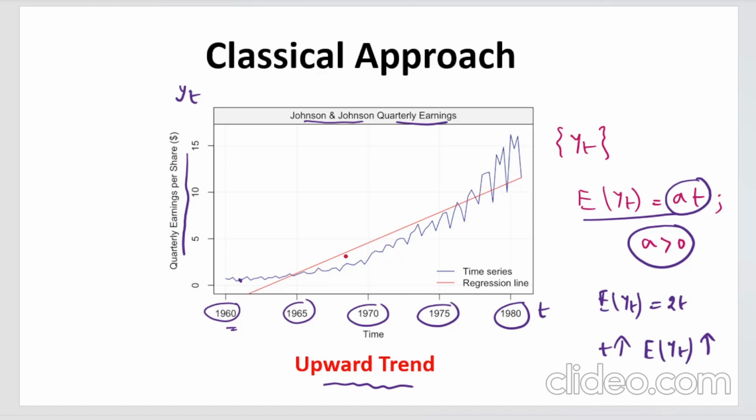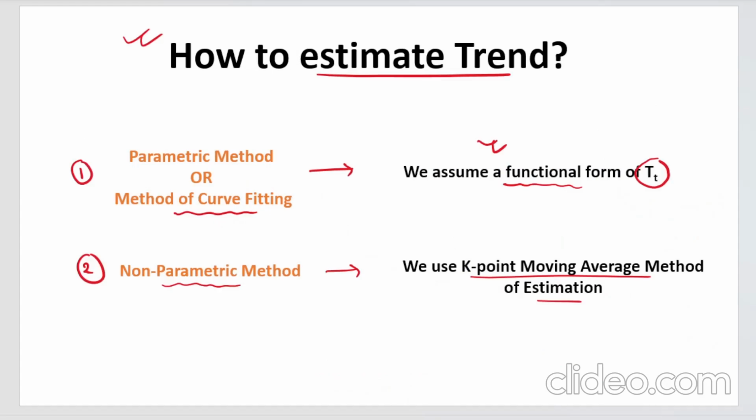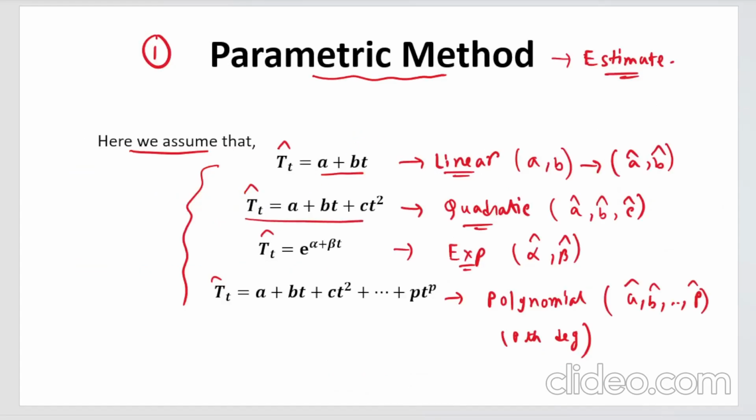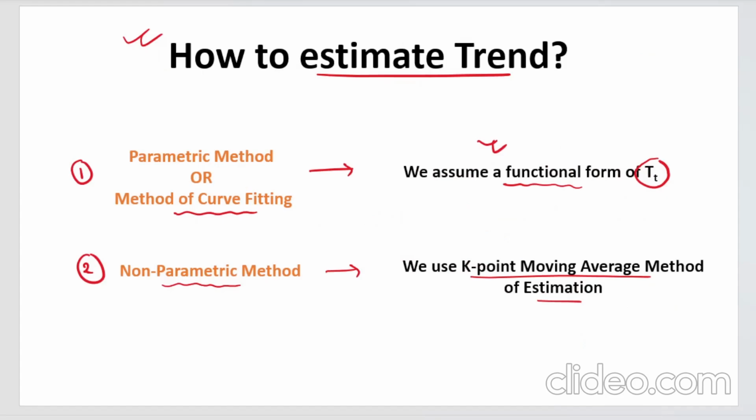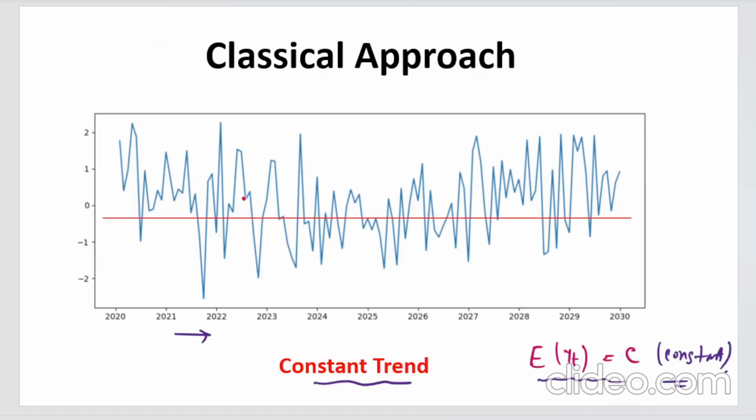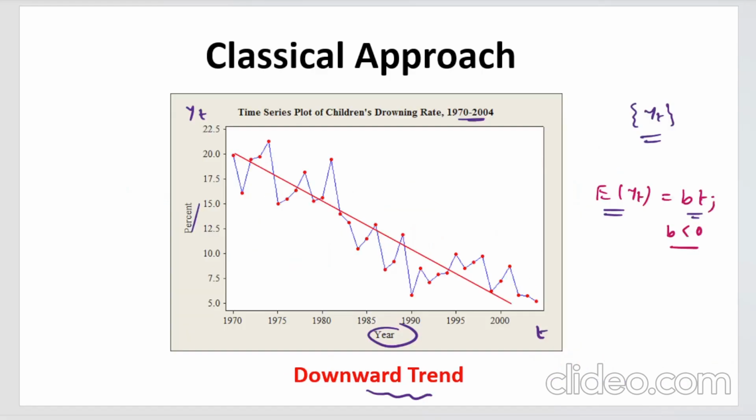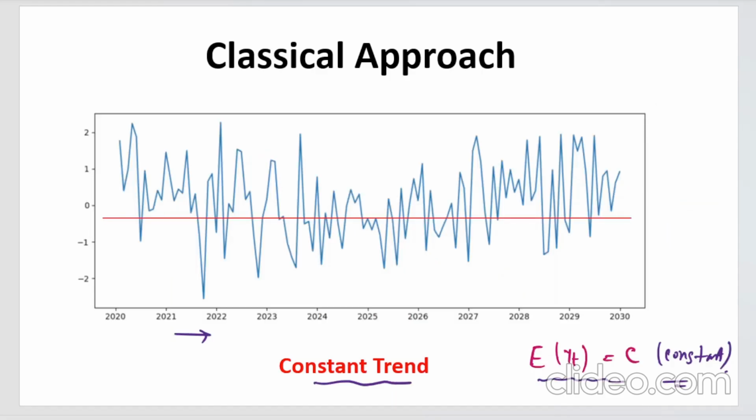Now, do you think that a linear trend will be a good fit for this? Actually, it's not. If you see, it is almost like a quadratic trend. So just by looking at this graph, you may think, okay, I will use a quadratic trend. I will assume my functional form of the trend to be Tt is a plus bt plus ct square. Or suppose you have this, so you'll say that Yt is simply some constant c.